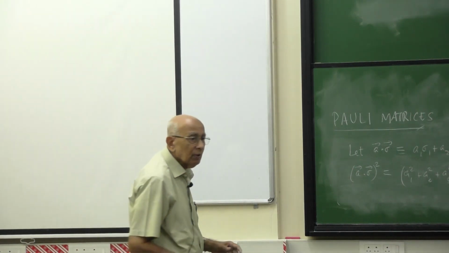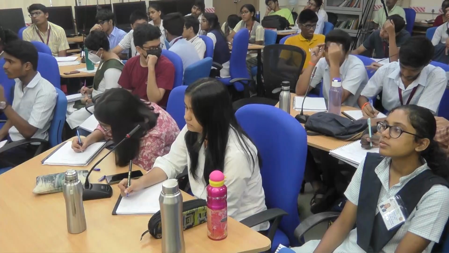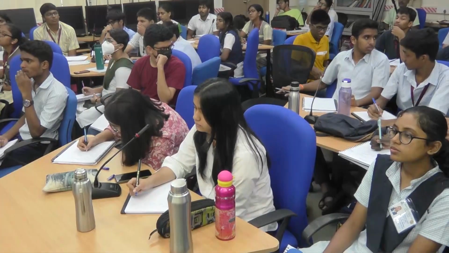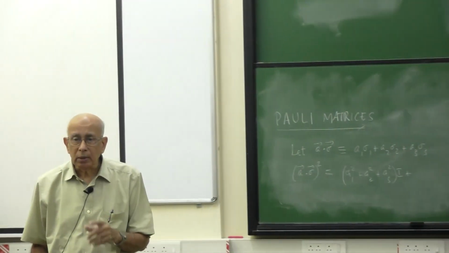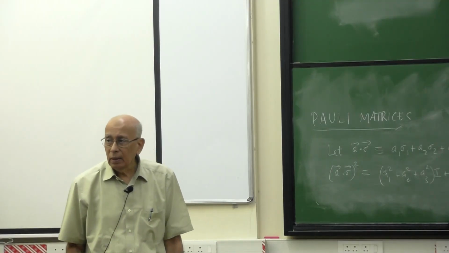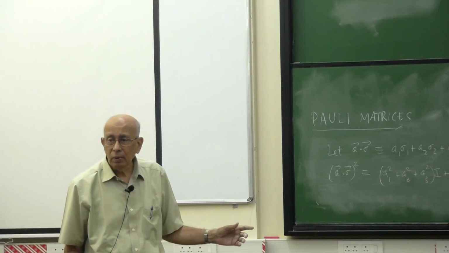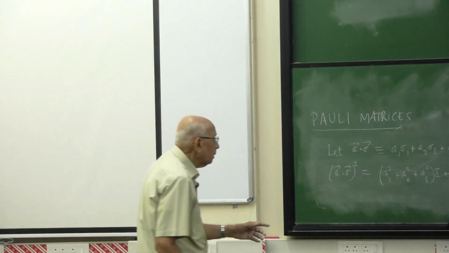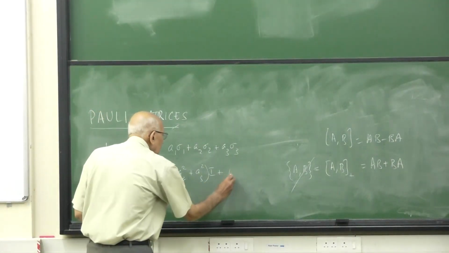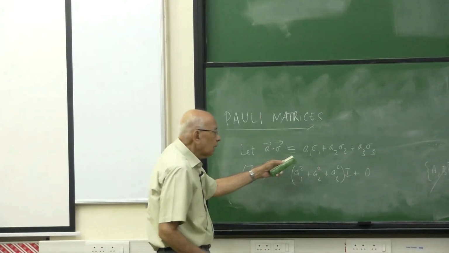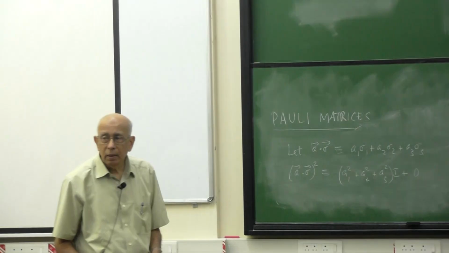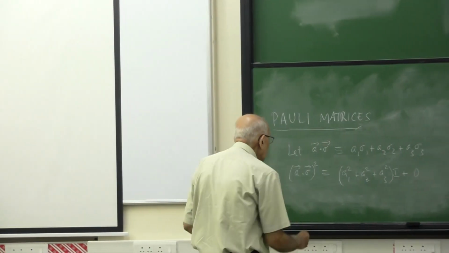Do you appreciate this fact? When you square a matrix like this, you have to be careful. A plus B whole squared is not A squared plus 2AB plus B squared. It's A squared plus B squared plus AB plus BA, because the order matters. But the anti-commutator is 0. So what do you get here? And if A1, A2, A3 are the components of an ordinary vector, what is A1 squared plus A2 squared plus A3 squared? Magnitude squared.